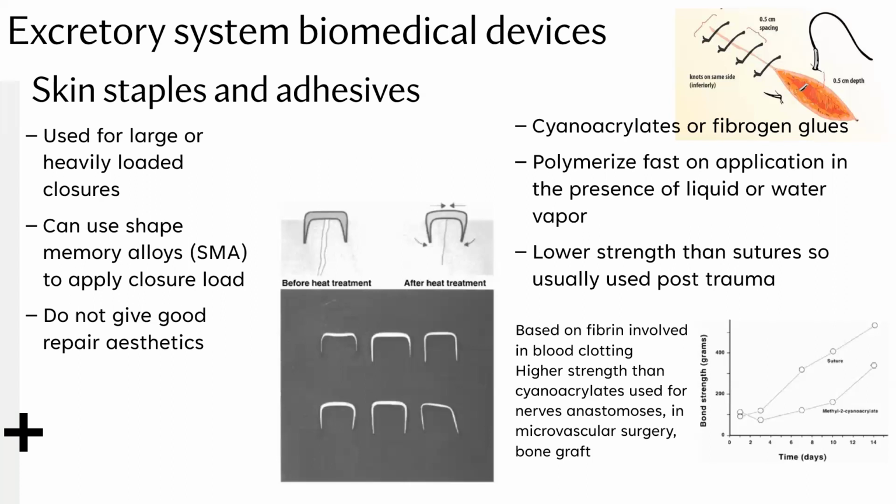And some of these actually use shape memory alloys, and we've visited these materials before. They respond to heat, for instance, and if you heat these staples after they've been deployed, they will contract and pull together the two sides of the wound in order to allow the bonding and the repair. And again, in terms of glues, cyanoacrylates aren't the best material, but fibrogens are a little bit better.